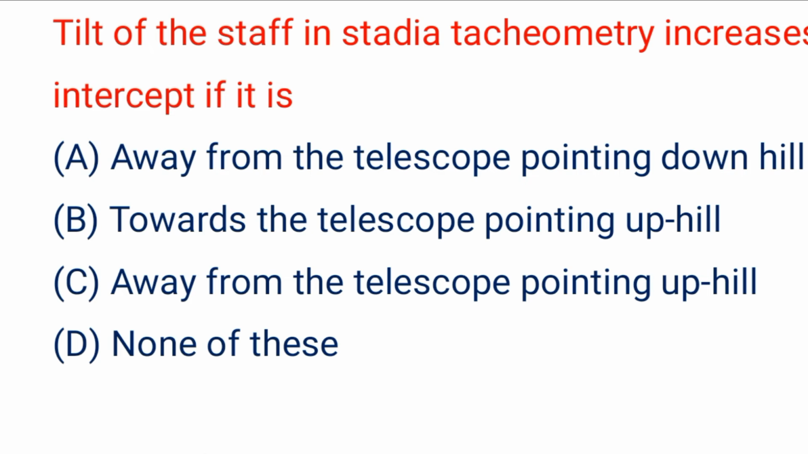Next question, tilt of the staff in stadia tachymetry increases the intercept of its option A away from the telescope pointing downhill, option B towards the telescope pointing uphill, option C away from the telescope pointing uphill, option D none of these. So the correct answer is option C away from the telescope pointing uphill.